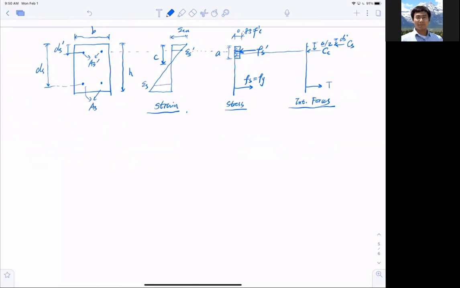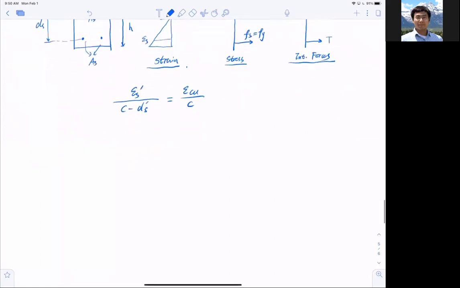First of all, I need to draw my strain in the compressive reinforcement. So epsilon s prime divided by c minus d s prime equals epsilon cu divided by c. This is how I calculate my strain in the compressive reinforcement: epsilon s prime equals (c minus d s prime) divided by c, multiplied by epsilon cu. This is a new equation.